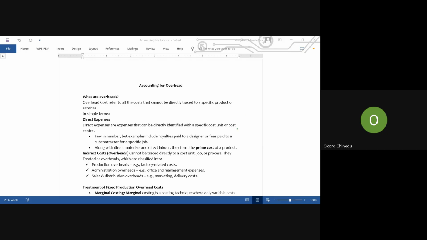Okay, sir. So last week we talked about accounting for labor, and then we talked about the two main labor remuneration methods, which are the time rate system and the piece rate system. And then you went ahead to tell us about the advantages of each of them. And then there was this question that we solved.